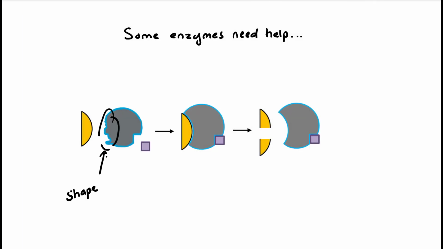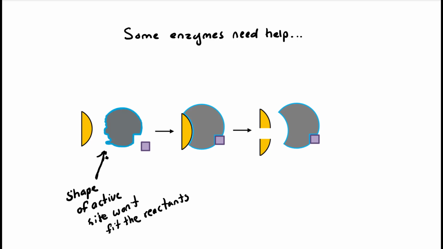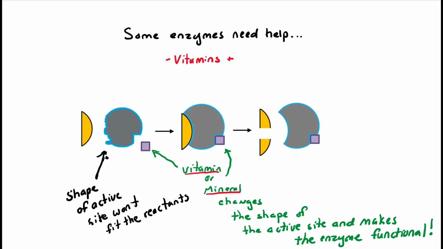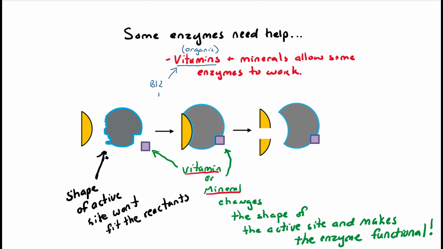Some enzymes need some help though. This enzyme here, the shape of the active site does not really fit the reactant at all. So, little helpers, vitamins or minerals, enter this little site on the enzyme. It's called the allosteric site. And they change the shape of the active site so the enzyme becomes functional. That's why certain vitamins and minerals are so necessary to have, because they allow certain chemical reactions to happen in your body so you can maintain homeostasis. Vitamins are organic, minerals are inorganic.